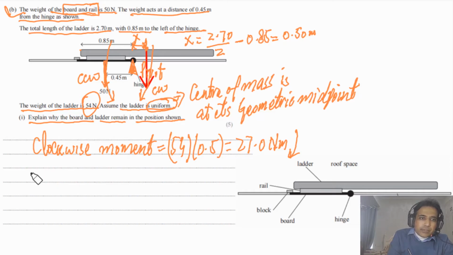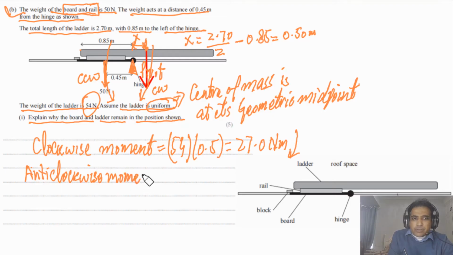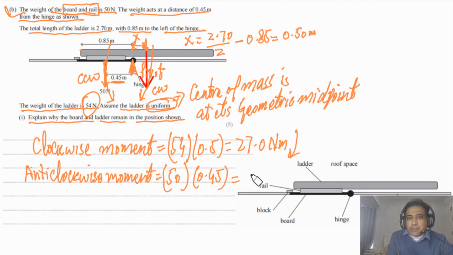Due to this force we have the anticlockwise moment. So the anticlockwise moment will be equal to the force, 50 newtons, multiplied by the distance from the pivot, which is 0.45. If we multiply this one, we will get 22.5 newton meters, and this one is counterclockwise.